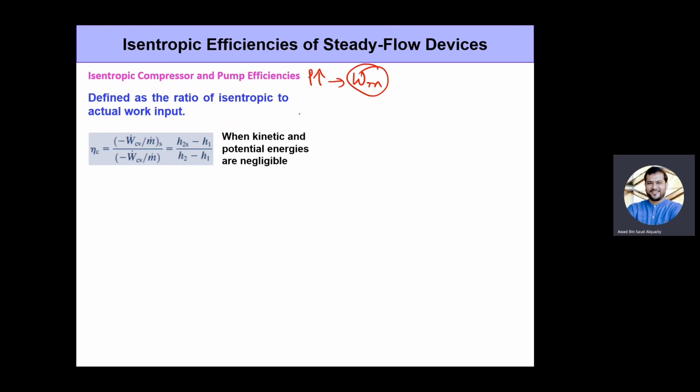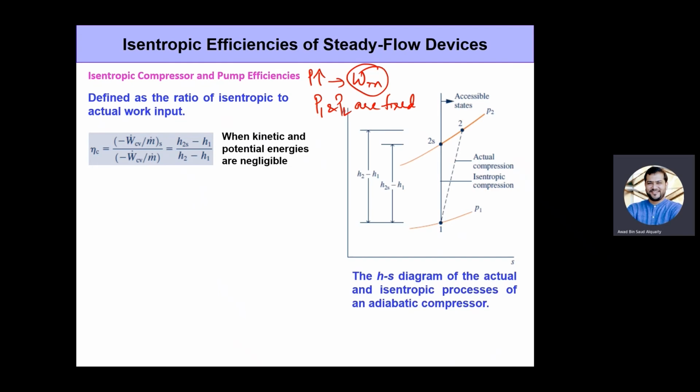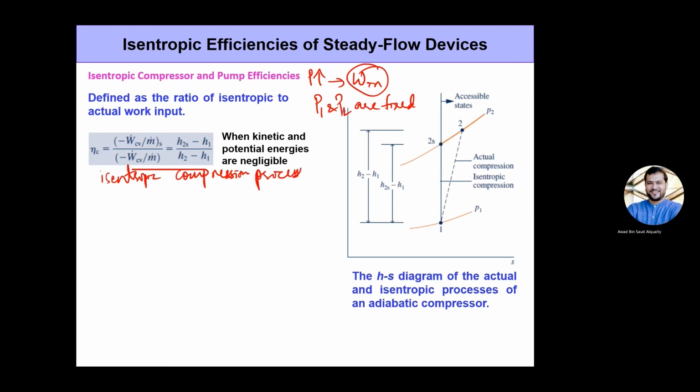Again, just like we said for the turbine, the initial and the final pressures, or the inlet and the exit pressures, are fixed for both reversible and irreversible processes. Now, if the process was isentropic, then the work input would be minimum. For an isentropic compression process, work input would be minimum. Okay, so this is really important.